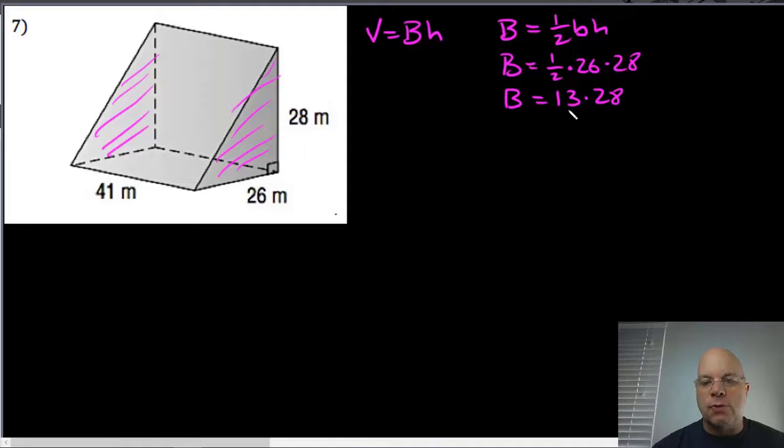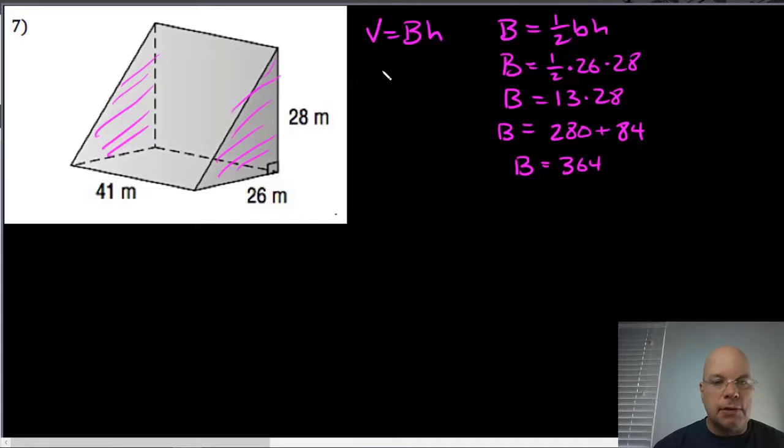And when I do 13 28ths, I don't set up the traditional algorithm. I just think of 10 28ths. I know that's 280. And 3 more 28ths is 3 20s is 60, 3 8s is 24, so that's 84. So I do my multiplication that way, but you can do it any way you like. You can use the traditional algorithm if you prefer. This sum will be 364. So the area of my base is 364 meters squared.